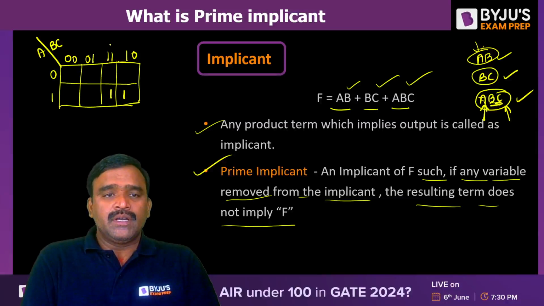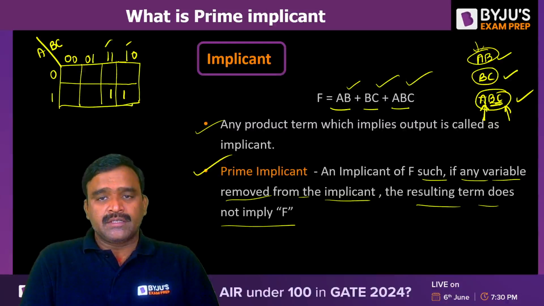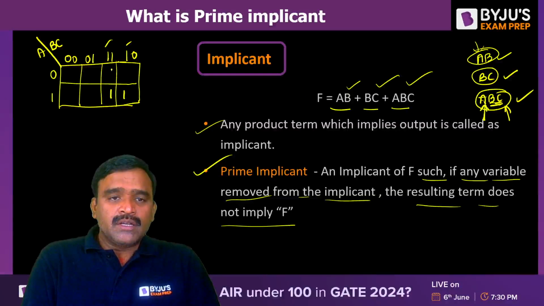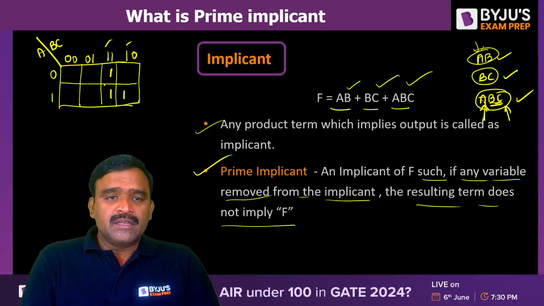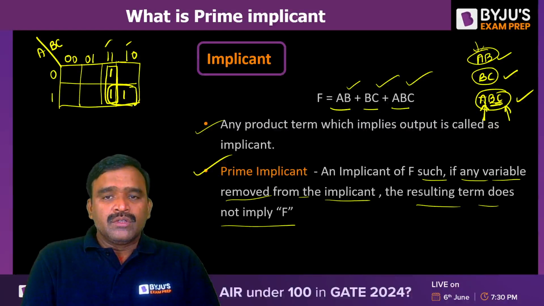So in the A term and B value 1, C bar cancels. And BC is nothing but these two will become BC. And ABC is nothing but this one. So in this, this is a BC. You can plot this pair and you can plot this pair. So AB and BC are okay.